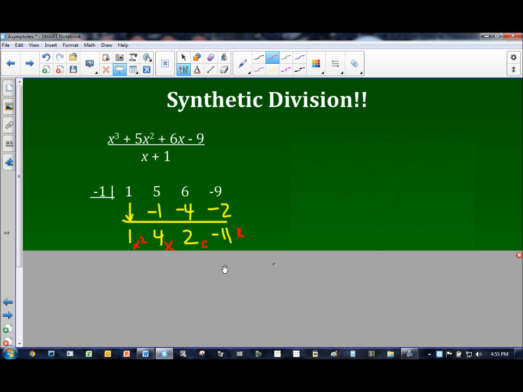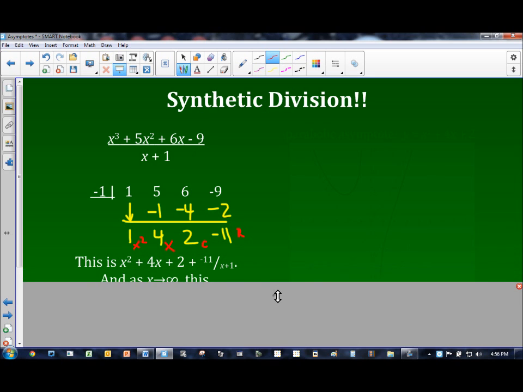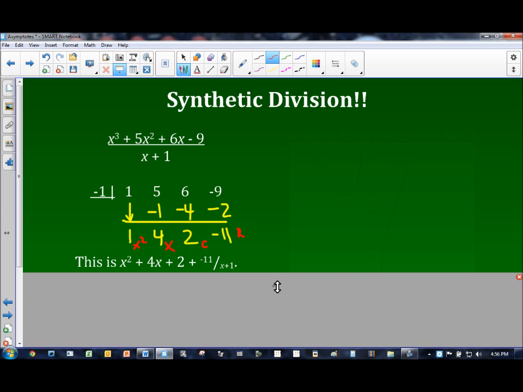And if I had more numbers to the left, those would be my x cubes, x to the 4th, and whatever. Okay, so my answer when I divide is x squared plus 4x plus 2 minus 11 over what I was dividing by, which is x plus 1. So that's what it's going to look like. X squared plus 4x plus 2 plus -11 over x plus 1. All right, so what does that look like?